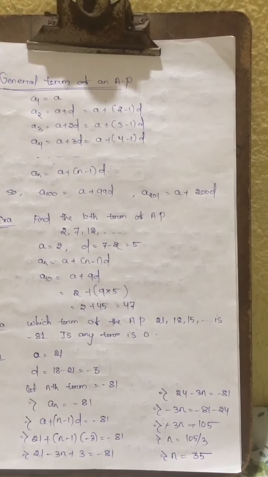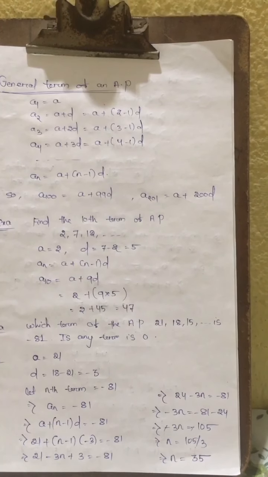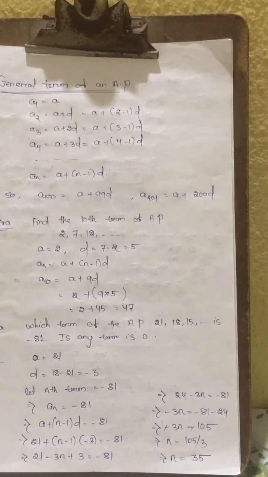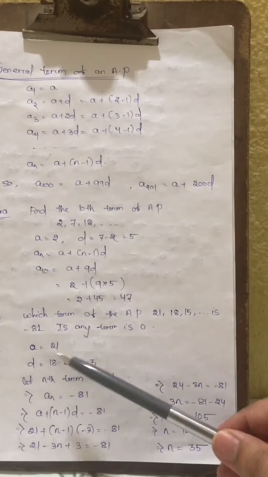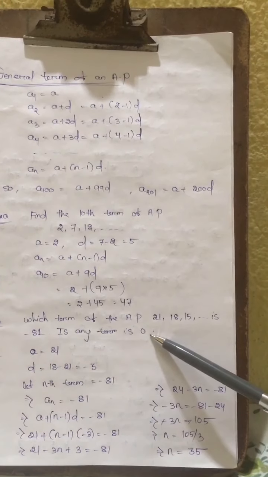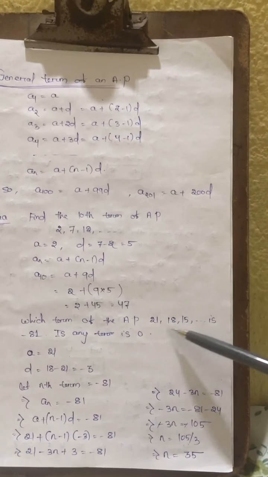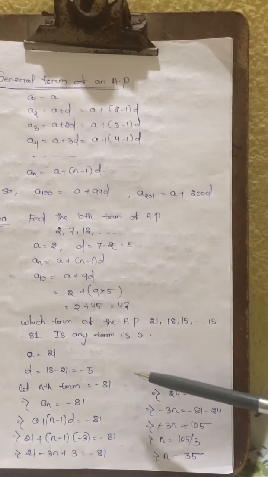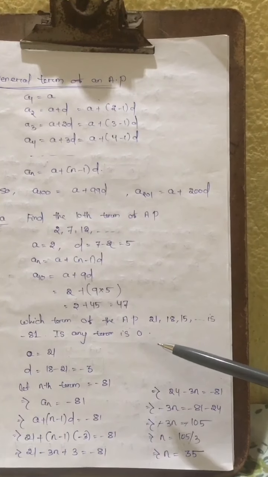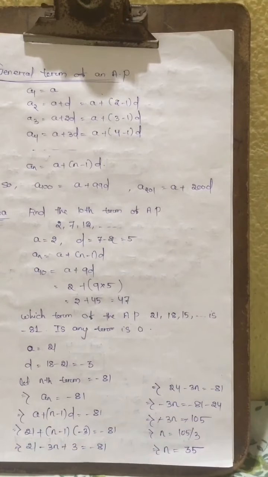Let the nth term of the AP be equal to this much. After that you can find the value of n. Now the next part is asking whether any term is 0. So we have to find out which term of the AP will be equal to 0. Similarly here also we'll take an equal to 0, that we'll see in the next part.